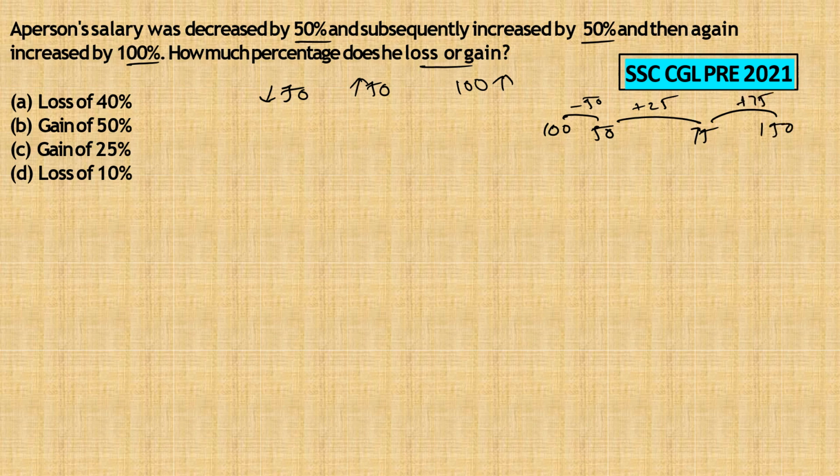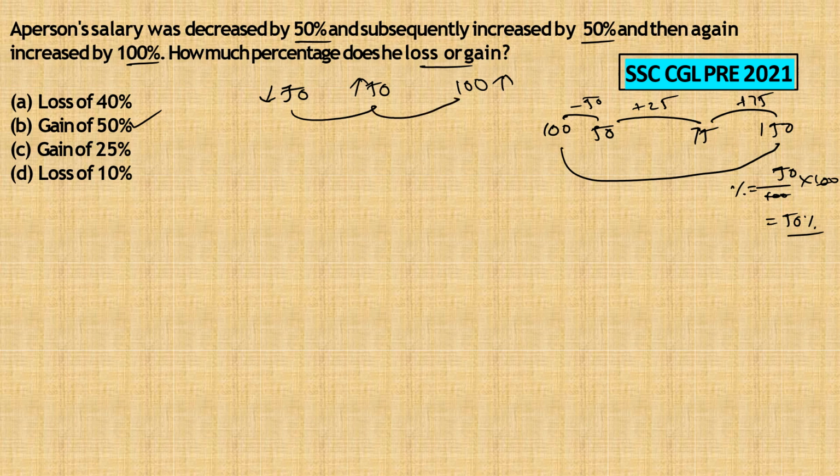You need to find how much percentage he loses or gains. The increase is 50 upon 100, times 100 to know the percentage change, that is 50% he gained. Option number B.